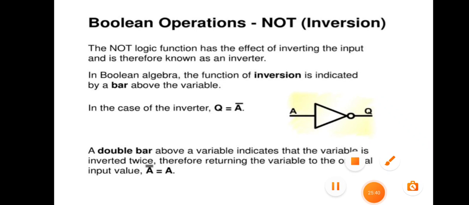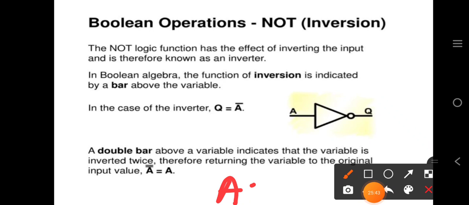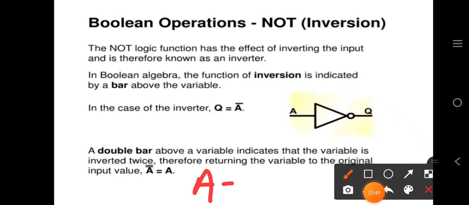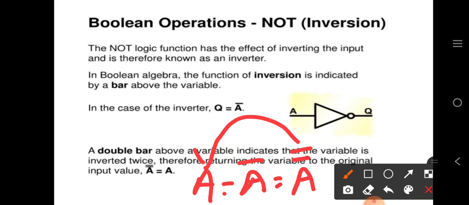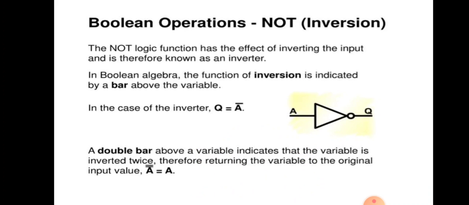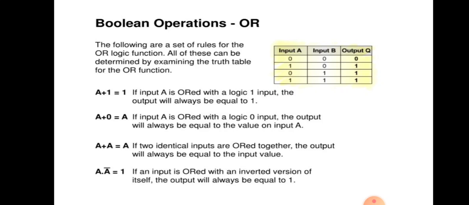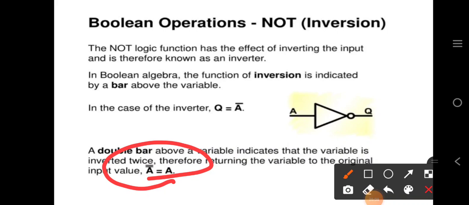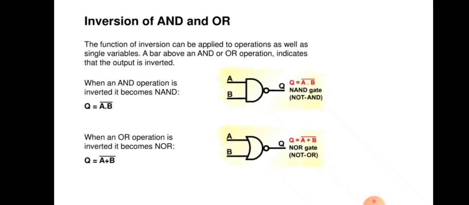If you take the first inversion of A, the inversion of A is A bar, and if you take the double inversion, then it will come again as A. So this is the Boolean operation for the NOT gate. So A double bar is always equal to A. This is very important: A double bar is equal to A. So this is the NOT inversion.